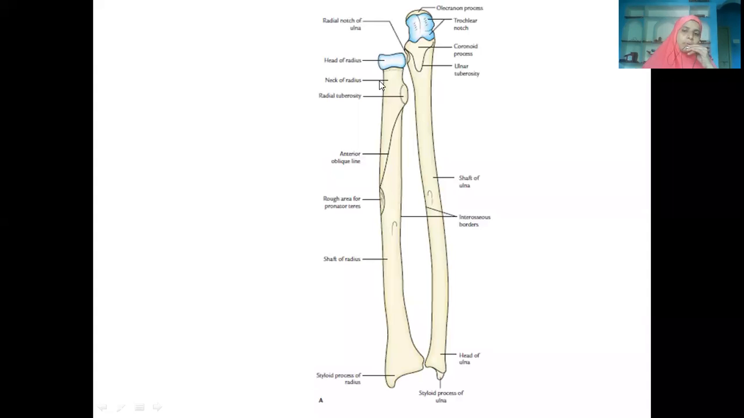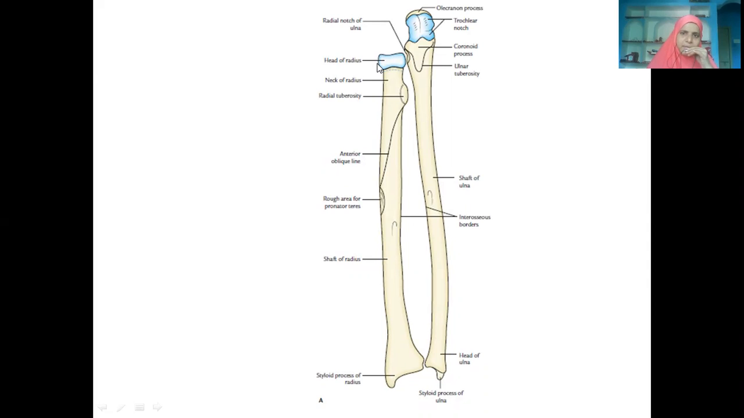So for any long bone, basically we should know three features. What are those? Yesterday also I told you, it has an upper end, a shaft and a lower end. The upper end has the head, then the neck and the radial tuberosity. The shaft will have borders and surfaces. And the lower end has the styloid process, and we will see what special features it has. First let us discuss the upper end.